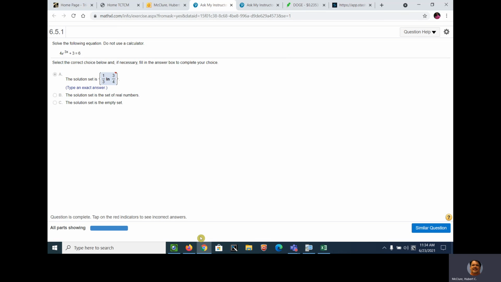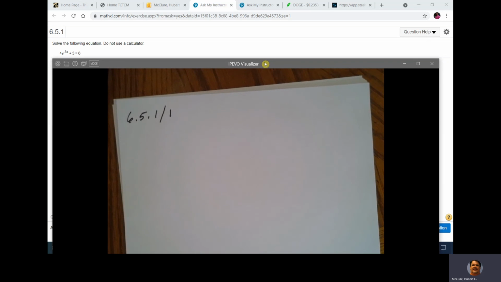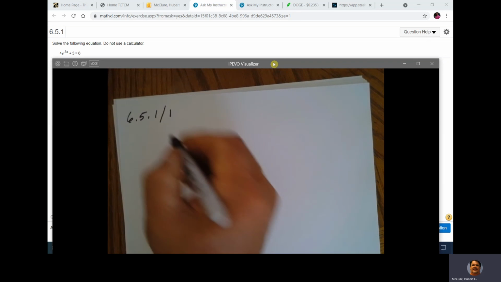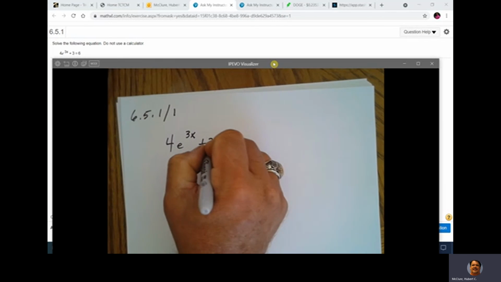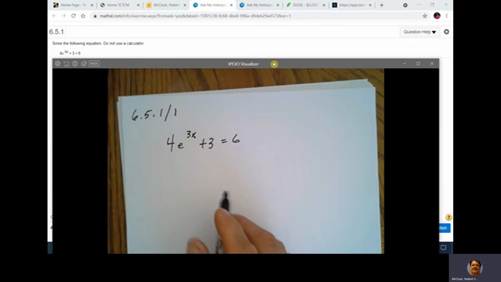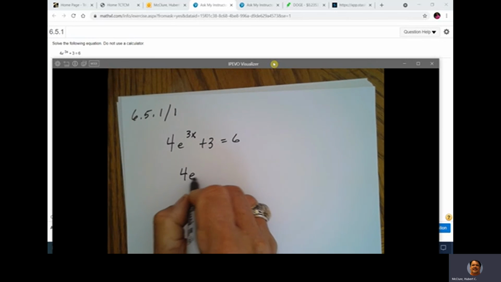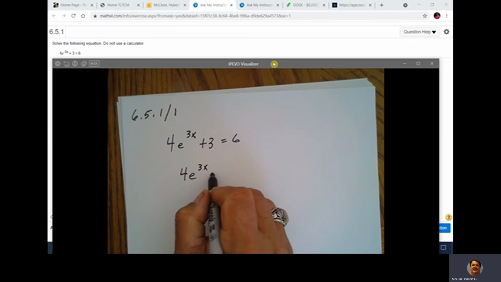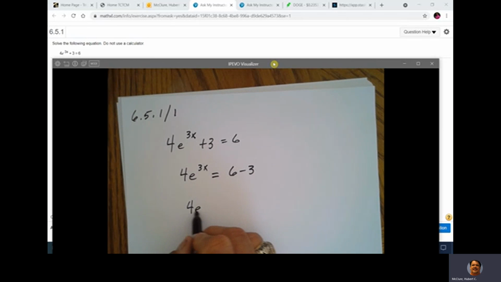This is a test question. Any questions solving equations with natural logs? That's going to be a test question. I'll tell you that right now. 4e to the 3x plus 3 is equal to 6. Well, there's too much here, so you got to get rid of that 3. So 4e to the 3x is equal to 6 minus 3. So 4e to the 3x is equal to 3.